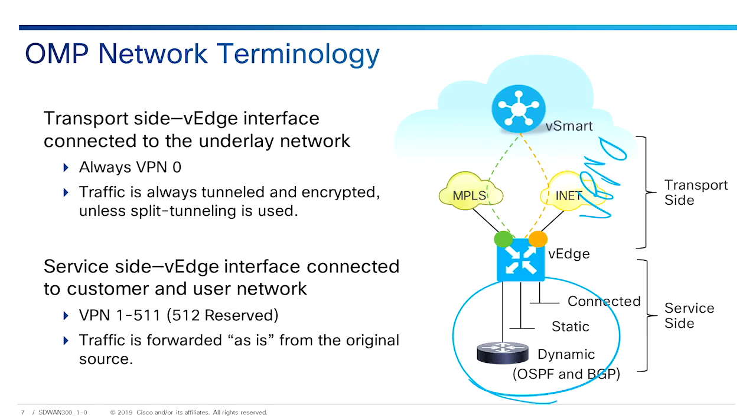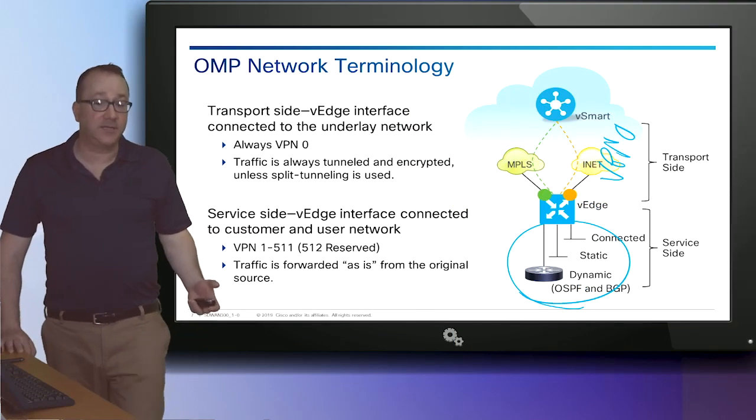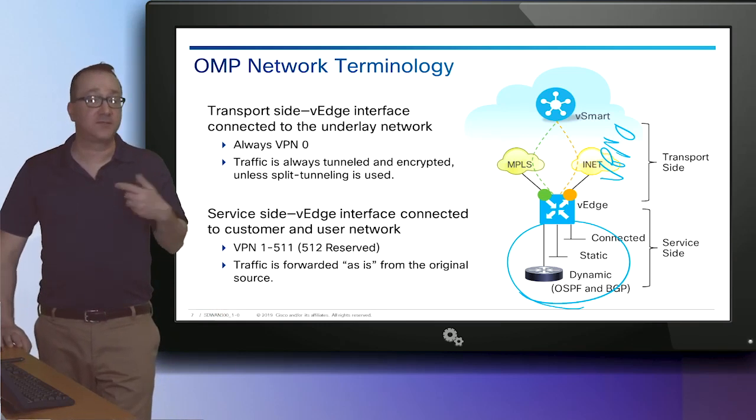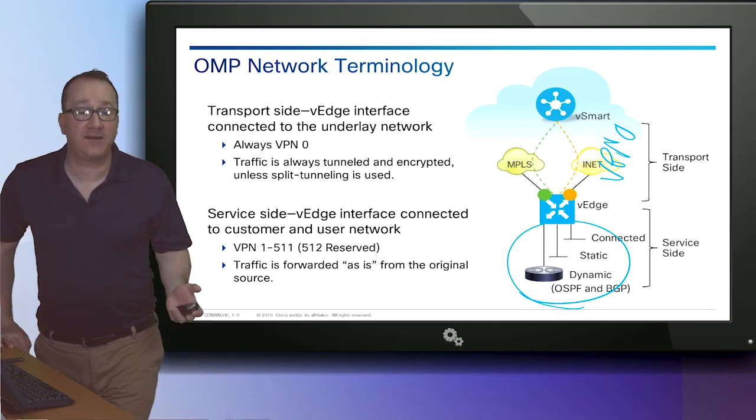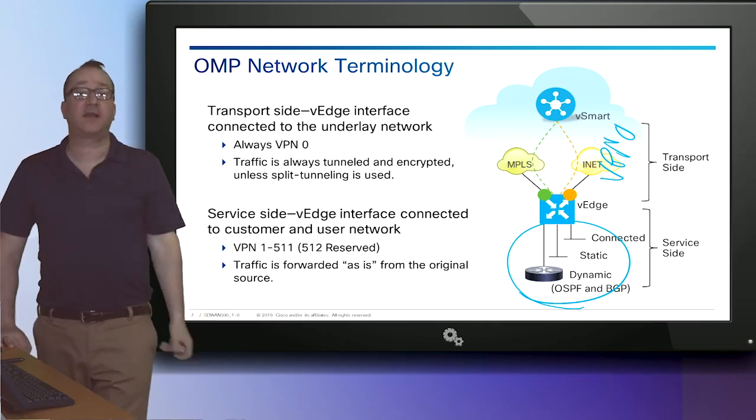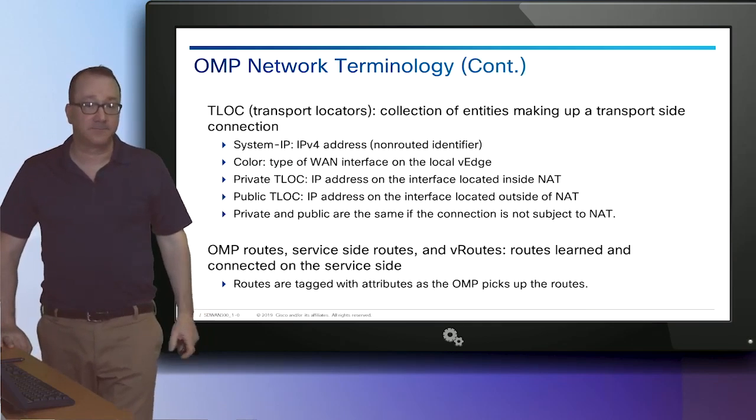All right? And just to remember, I want to make sure we mention this. The transport side is always going to be VPN 0, and it's always going to be the overlay side, and VPN 512 is going to be used for management. You'll see how we configure that later. And VPNs 1 through 511 are where we're going to configure our connection to the inside of our networks.